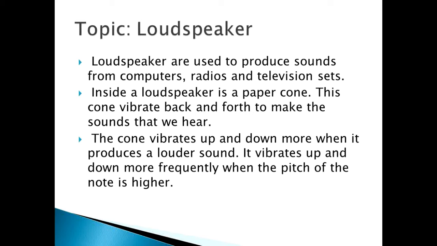Basically, how does a loudspeaker work? I will explain it. In the loudspeaker there are two types of magnets present. The first magnet is a permanent magnet and the other magnet is an electromagnet. So there is attraction and repulsion between the electromagnet and the permanent magnet. That's why the paper cone of the loudspeaker will vibrate back and forth.